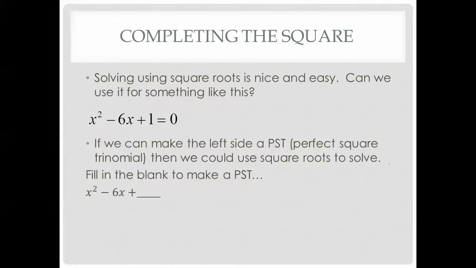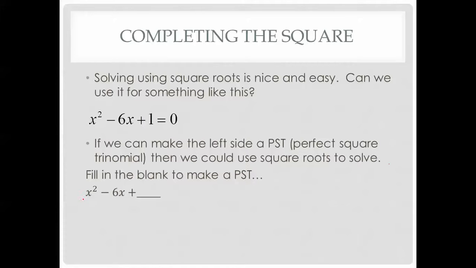Well, if we can make the left side a perfect square trinomial, then we could use square roots to solve. So this process of getting the left side to be a perfect square trinomial is how we can do that. So, fill in the blank to make a perfect square trinomial.